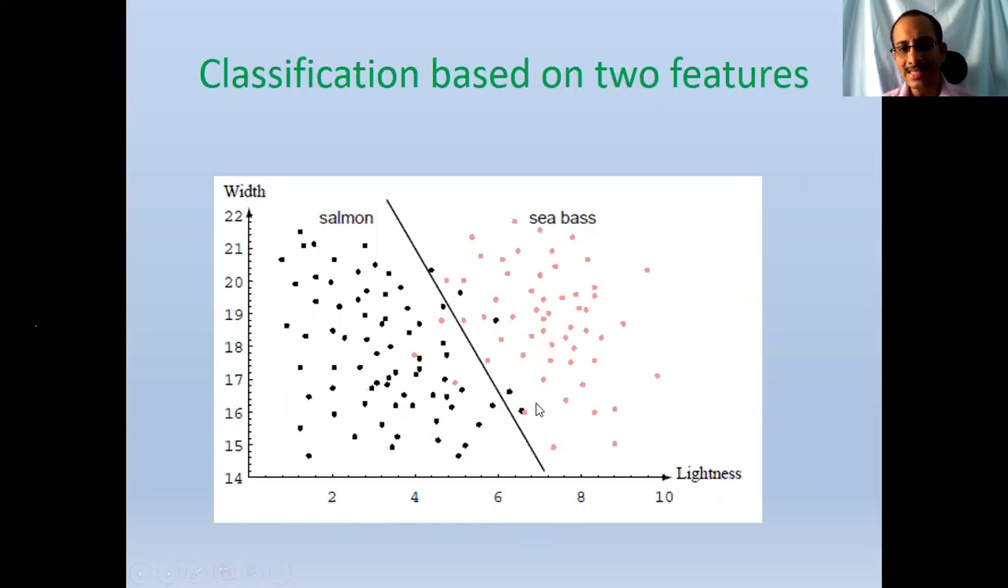And what are these samples? What is this sample here? What is this red dot? And what is this black dot? Can one of you quickly comment? Type of fish. One of them is salmon, otherwise sea bass. Right. So there are two different classes of fishes.